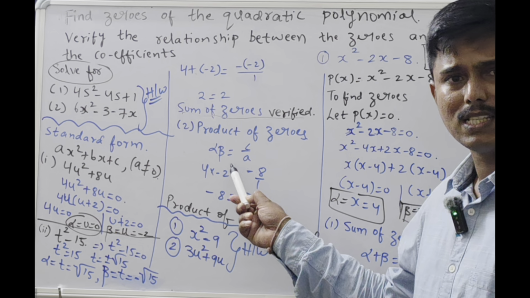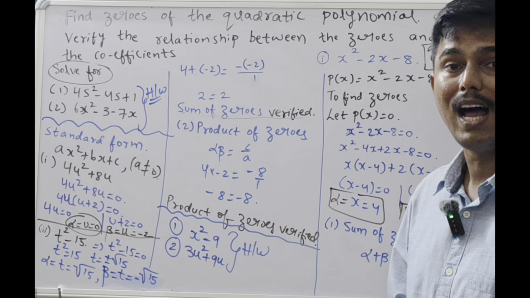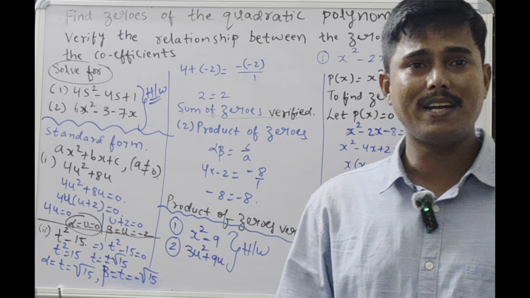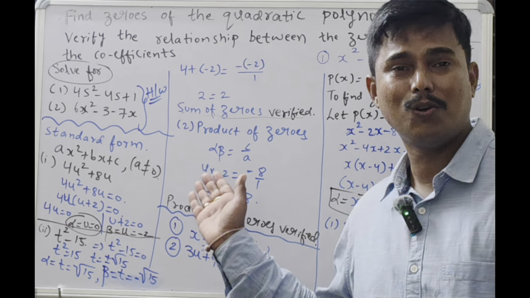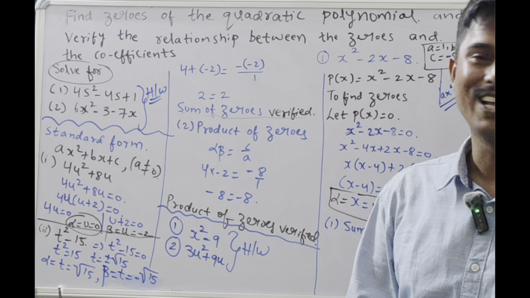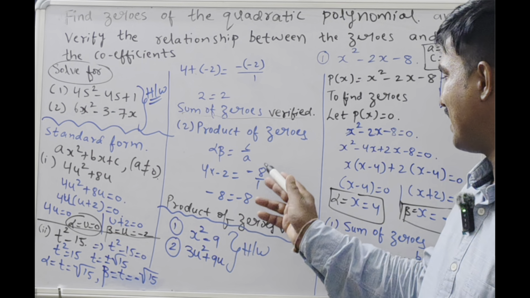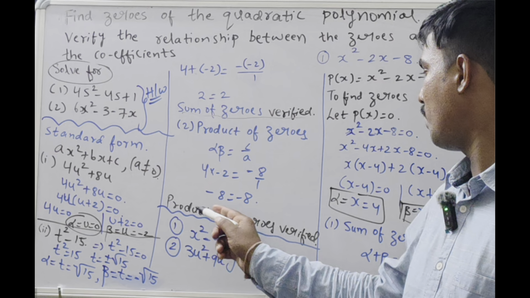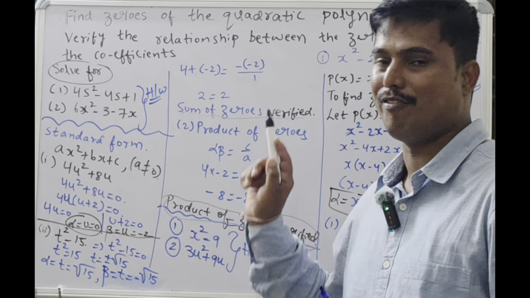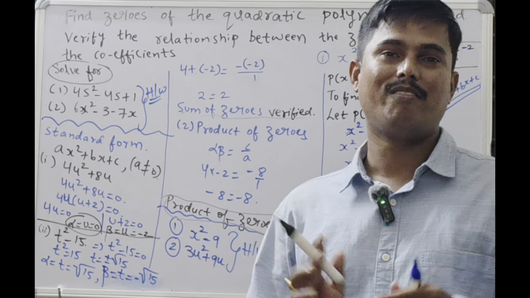Alpha into beta is equal to c by a. What is alpha? 4. What is beta? Minus 2. Alpha into beta is equal to what? C by a. Then what is c, sir? C is minus 8. What is a? 1. So minus 8 by 1 is minus 8. So what is verified? Product of zeros has been verified.